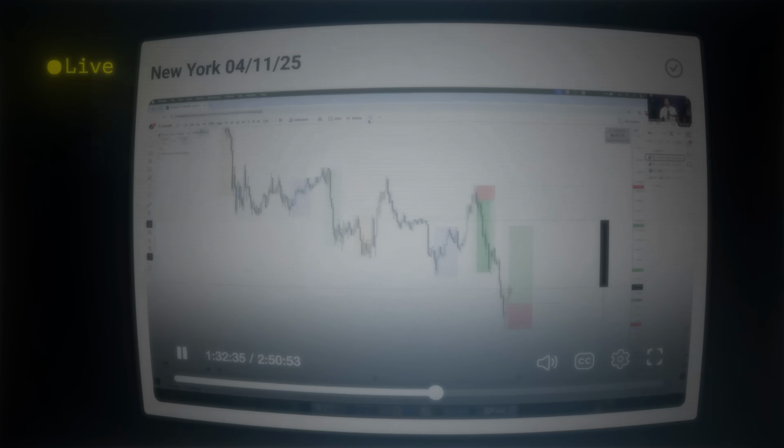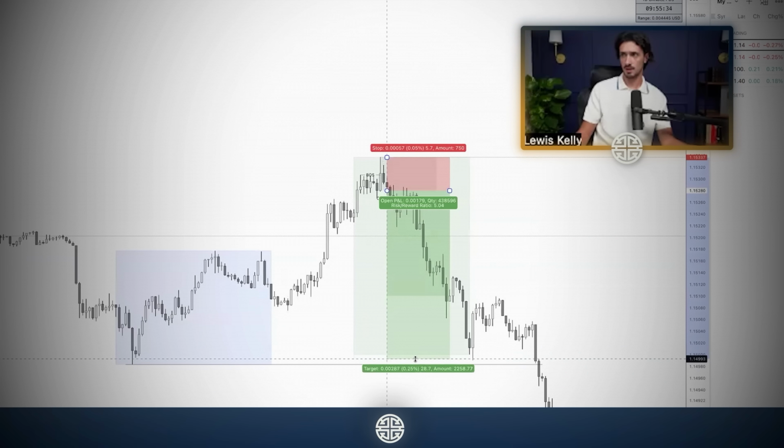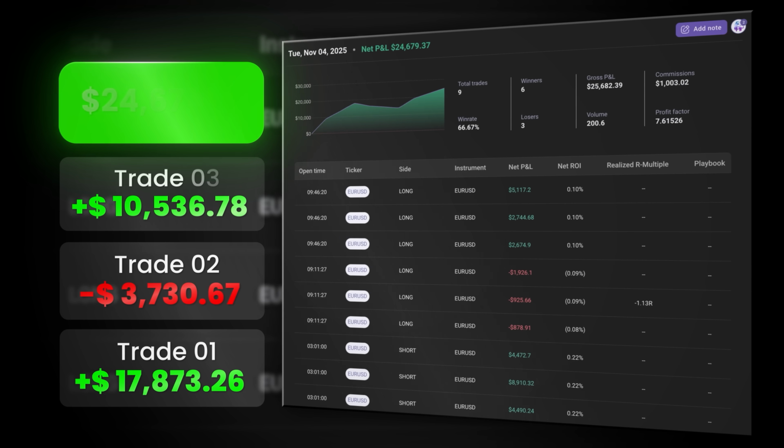Every single one of these trades was taken live with my inner circle students, and I'm gonna prove it to you. And then my take profit level was 1 to 5, and I think I ended up getting taken out at like 4.8. I also made $25,000 on this day. Let's just jump straight into it.